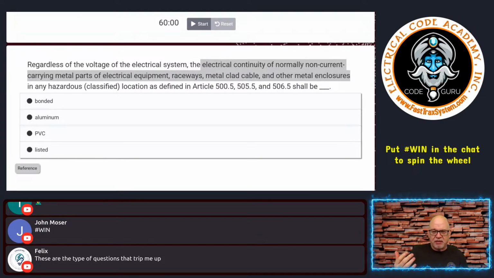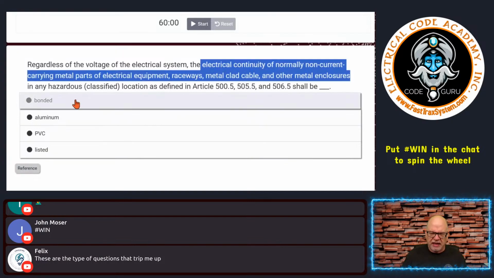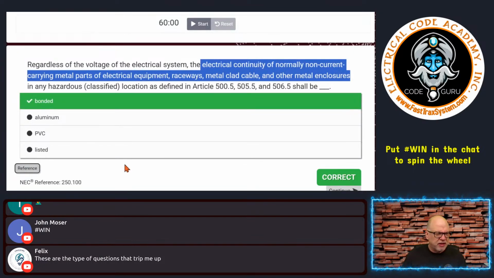So the listed is obvious, but for me, the question is talking about continuity of all these metal parts. And so how do I achieve that? I only achieve this by bonding everything together properly. And what do I have to use? I have to use the more enhanced bonding techniques, the same way that I would have to do for services. And that's why it directs us to 250.92. Okay? So those type of concepts are something that you just got to get used to reading a question. Right? So again, I would say it's bonded. There we go. And what reference? 250.100. Okay, that is the exact reference for that.